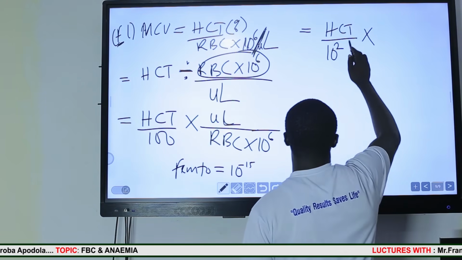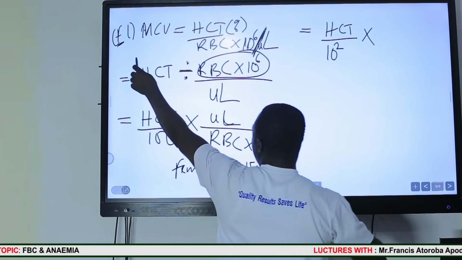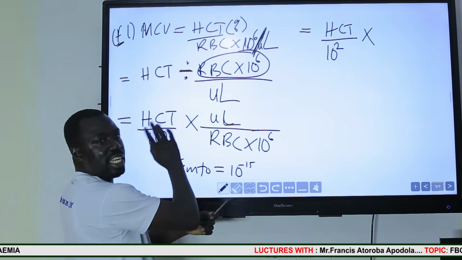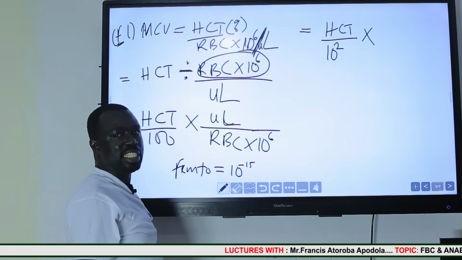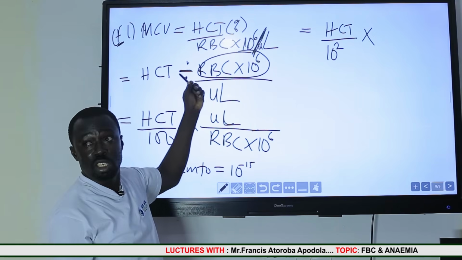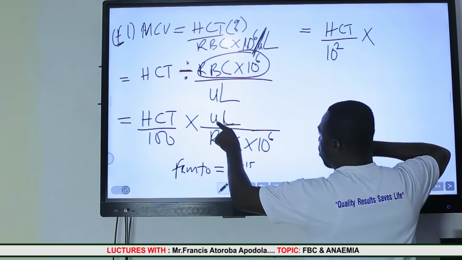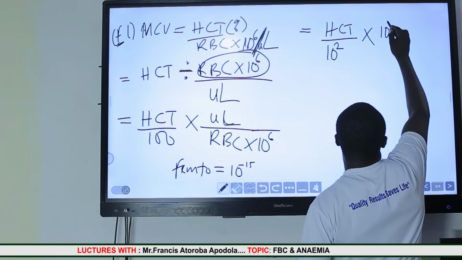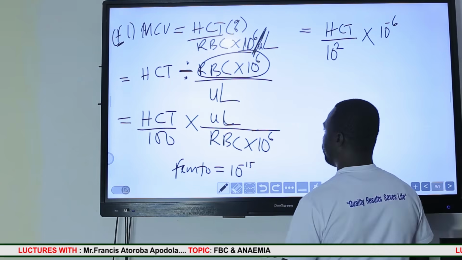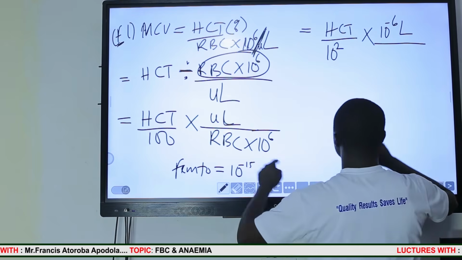So this is hematocrit over 10 to the power 2 times. I want femto. In the unit there is a liter, so if there's a liter, I will maintain the liter. But I have to change anything that is not in the unit. So microliter. We know micro is 10 to the power minus 6. I have to remove it because there's no micro in the unit. Are we there? Times liter divided by RBC count.